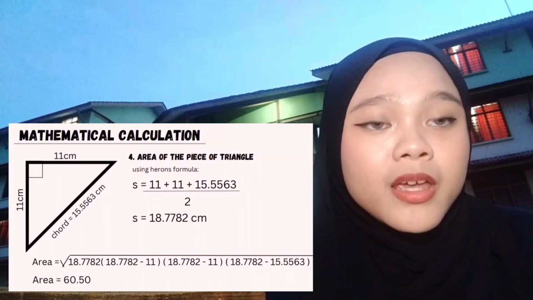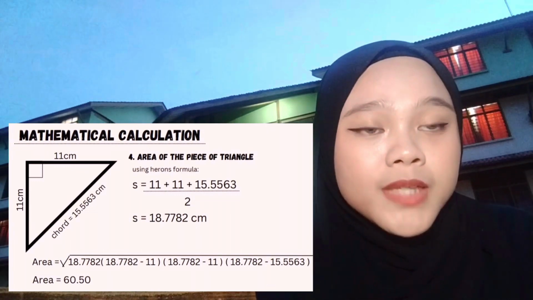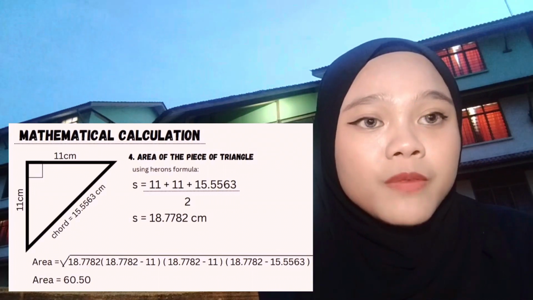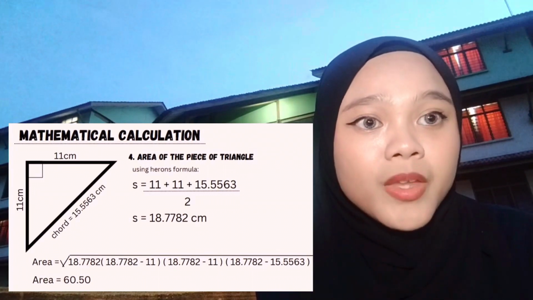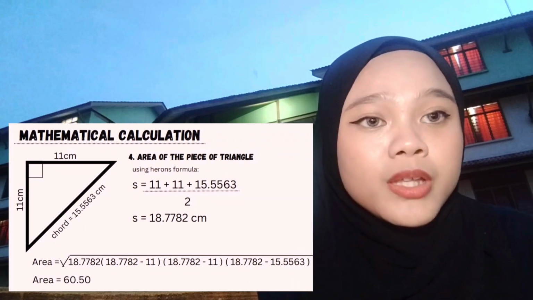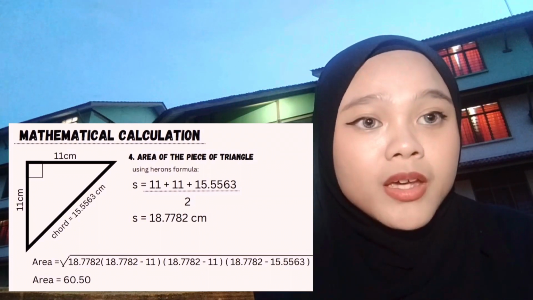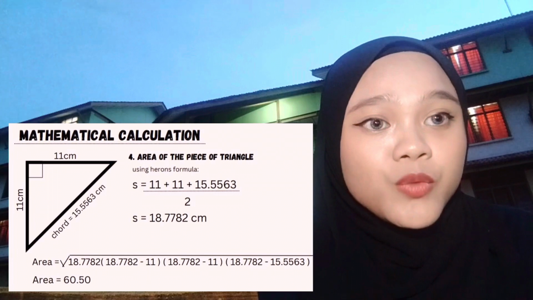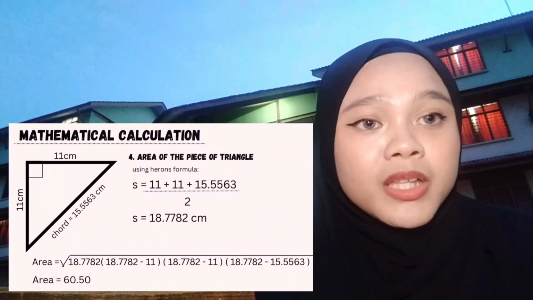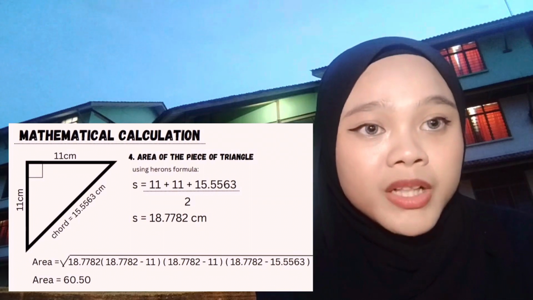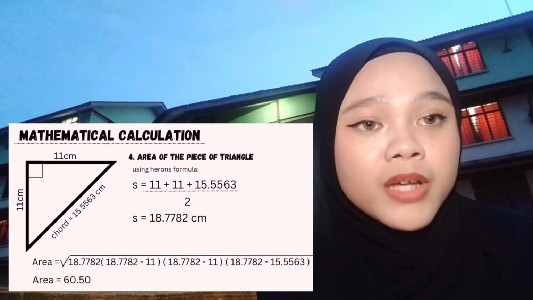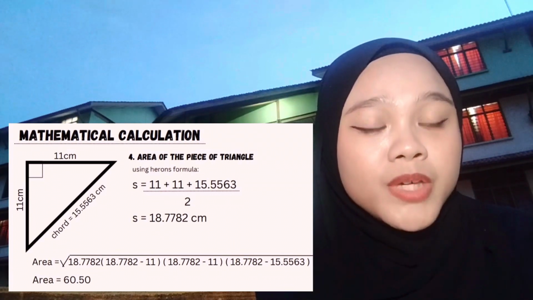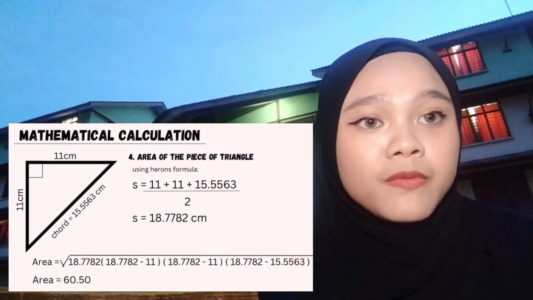The next mathematical calculation is to find the area of the piece of triangle. As you can see from the slide, we are using Heron's formula. Step 1, we have to find S. So 11 plus 11 plus 15.5563 divided by 2. Therefore, we got S as 18.7782 centimeters. Step 2, we find the area using Heron's formula, which is the square root of S multiplied by S minus length 1, multiplied by S minus length 2, and multiplied by S minus length 3. Therefore, we got the area of the piece of triangle as 60.50.